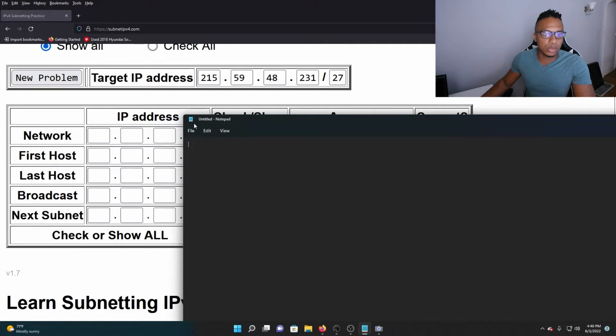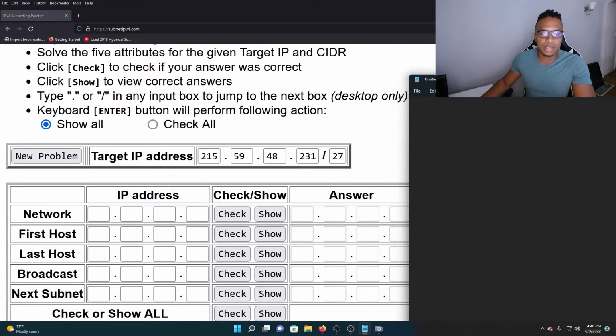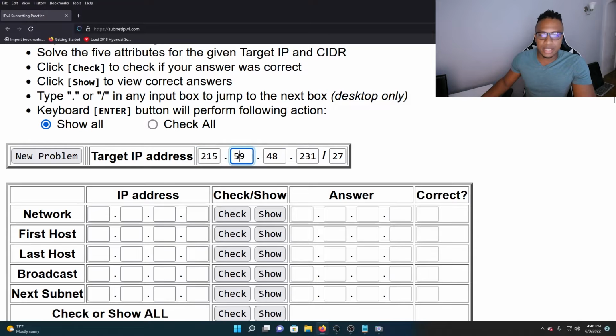All right, so here is one problem we have. We have to subnet this: 215.59.48.231/27. So how are we going to subnet this? Well, I'm going to show you now. Now we're going to find the magic number.